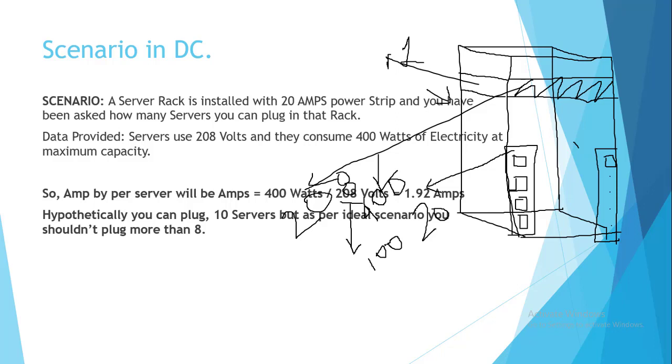Now in this same example, let's reduce the voltage the servers use. Instead of 208 volts, do the same calculation using 100 volts. You will find that the current used will be 4 amperes. In that case, how many servers can you connect? 20 divided by 4, that is, you can connect only 5 servers. That means more voltage means it draws less current and thus it is more energy efficient.